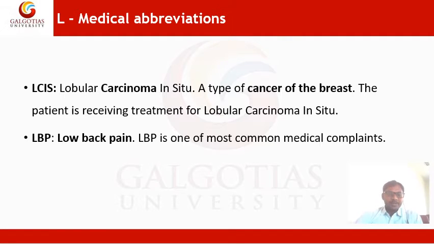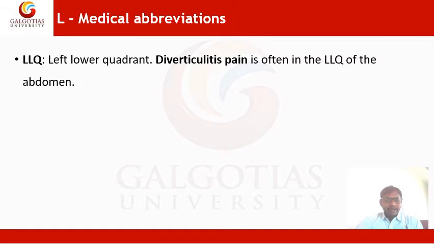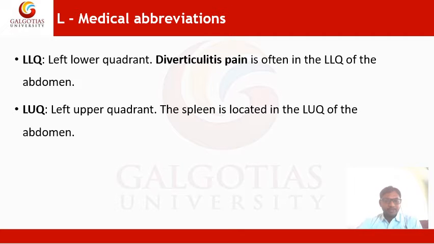Next one, LBP, low back pain. LBP is one of the most common medical complaints after 35 years of age. Everyone gets lower back pain. We can call it lower or low back pain. The continuation of medical abbreviations related to L: LLQ, left lower quadrant. Diverticulitis pain is often in the LLQ of the abdomen. The quadrant means one of the parts of the abdomen, because the abdominal region is divided into 9 regions. The quadrant is one example.